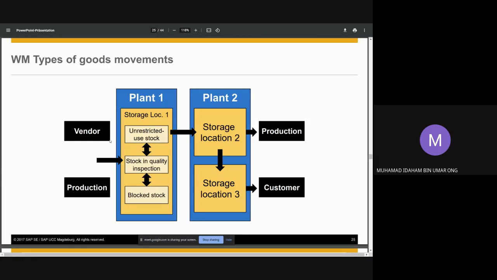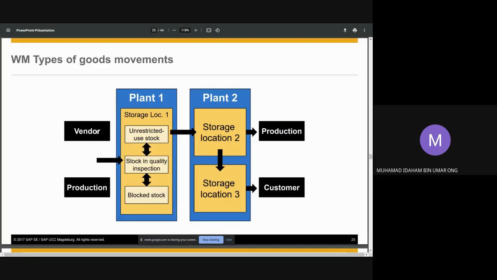Now, books that are coming into the UMP library could be from a book vendor, or it could be from production, which means that UMP is producing its own books. Let's say we have our own printing company, a printing plant, for example in Kuala Lumpur, printing out books. So it could be from production or from vendors. Vendors means we buy books from vendors. Production means we are printing our own books. Maybe the plant location is different.